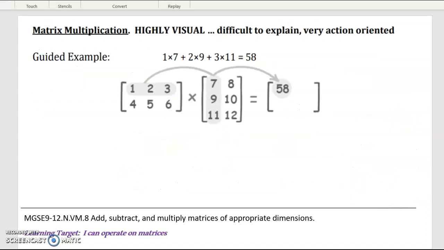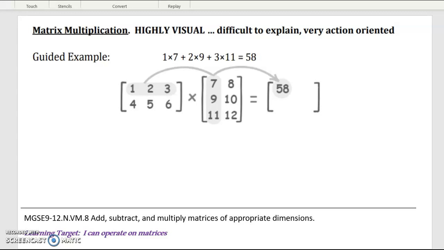Okay, so now let's talk about multiplying matrices. All right, this is where it gets tricky. When you multiply matrices, I'm going to show you the process. We'll talk a little bit more about the details, and then I'll run through 2 with you, and then I'll let you try 2 on your own.